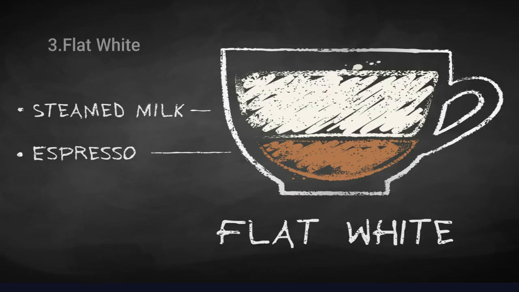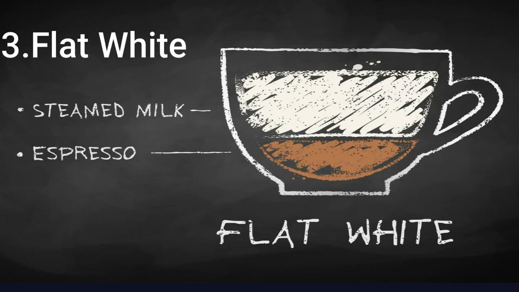Flat white. This is with milk. If you take a shot of espresso and fill the cup with milk, that is 30 to 35 ml of espresso, and the remaining cup is filled with milk, then it becomes flat white. You are adding more milk and it becomes light. It's not at all strong.